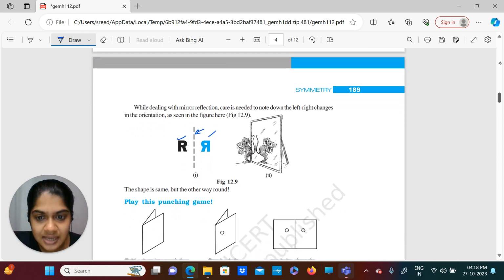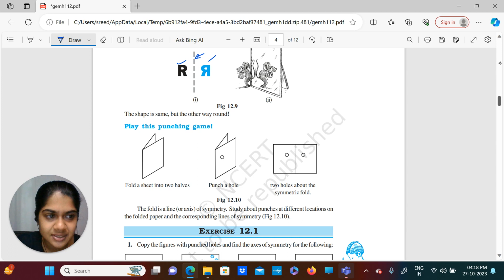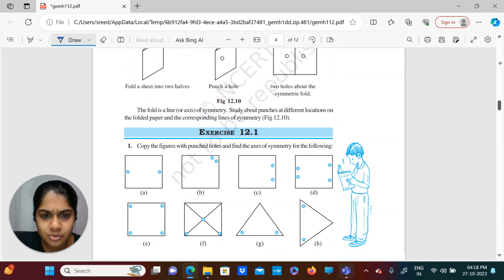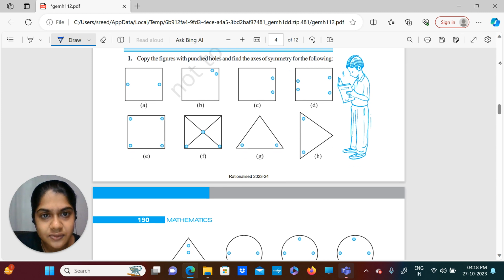We standing in front of our mirror is an example of mirror symmetry. This is just an activity that you can refer to afterwards. Copy the figure with punched holes and find the axis of symmetry for the following. Look at this exercise.